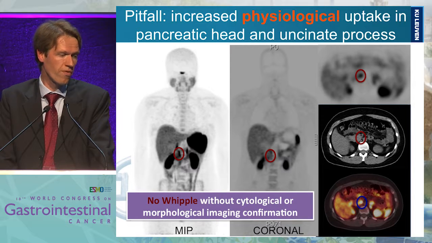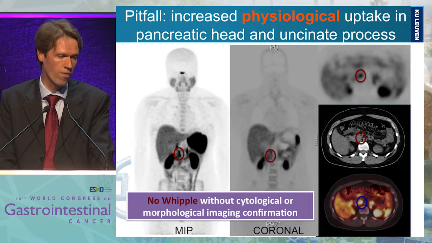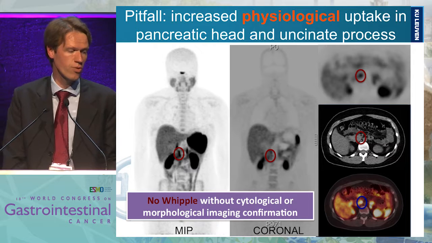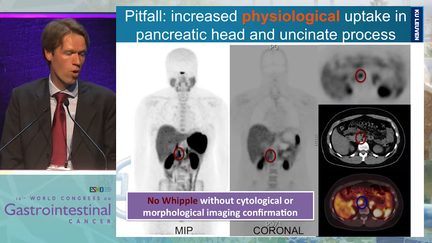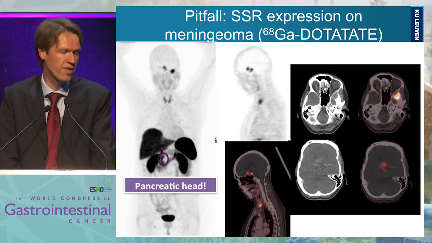Some pitfalls. One very important pitfall is the pancreas head or uncinate process with these lesions that you can see over here. And you should be careful not to do a Whipple procedure without cytological or morphological imaging confirmation based on this kind of physiological uptake.